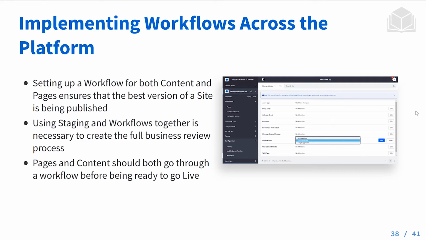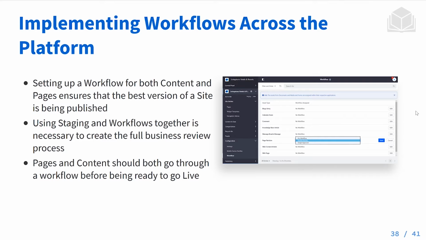So first of all, setting up a workflow for both content and pages ensures that the very best version of a site is being published. We want to make sure the right people see it, approve it if it's good, or send it back to the appropriate parties for changes. It really helps your team be efficient and also keeps them on the same page with where the process is at. So using staging and workflows together is necessary to create the full business review process.